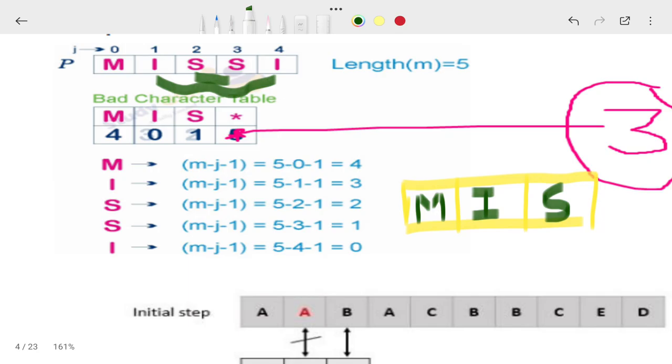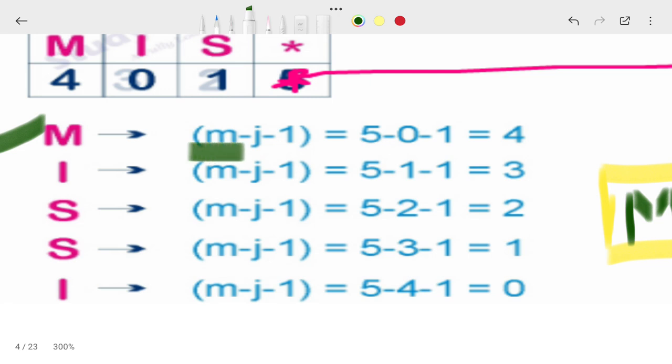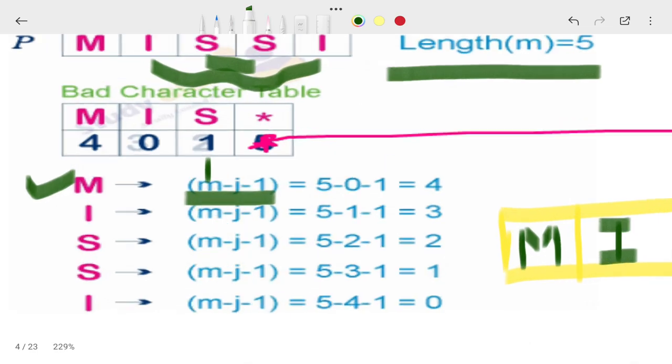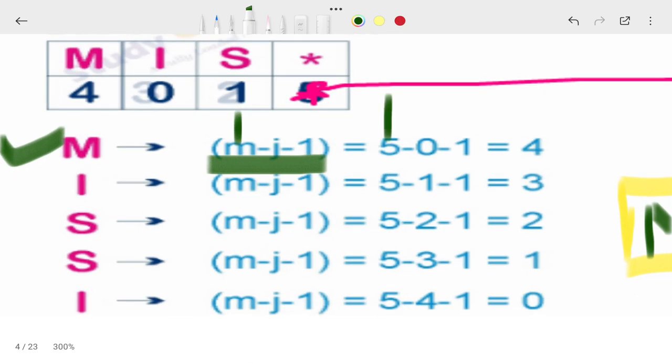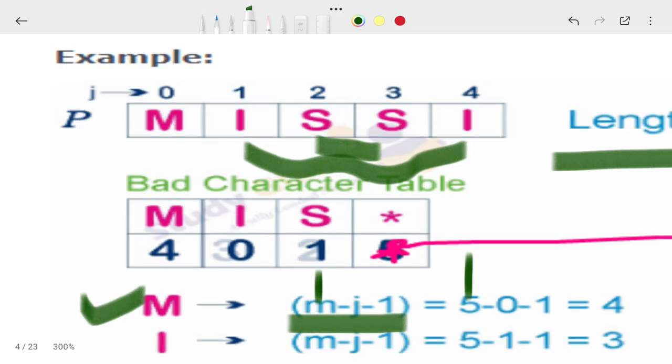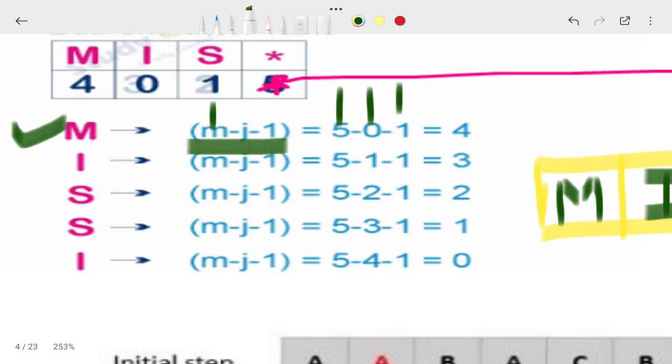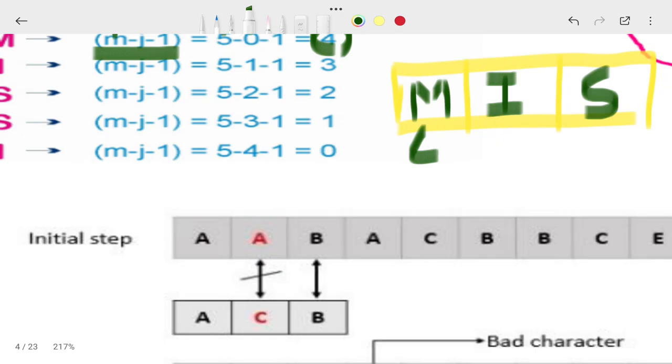After that, for m, my formula is m minus j minus 1. What is m? The length of my pattern. This is 5. What is j? j means the index of my m. My index of m is equal to 0. So 5 minus 0 minus 1, this is 4. So in place of this I will write 4.